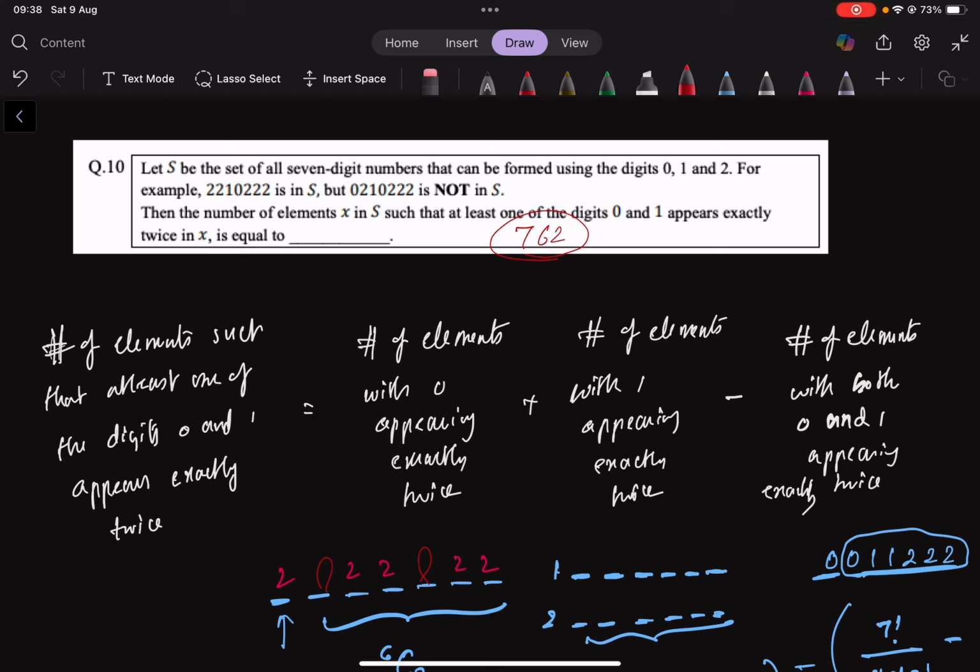So essentially we are using the principle of inclusion and exclusion. We are finding the individual events and subtracting the intersection, because the intersection is included in both of these two events. So that's it for this video. We'll meet in the next video.